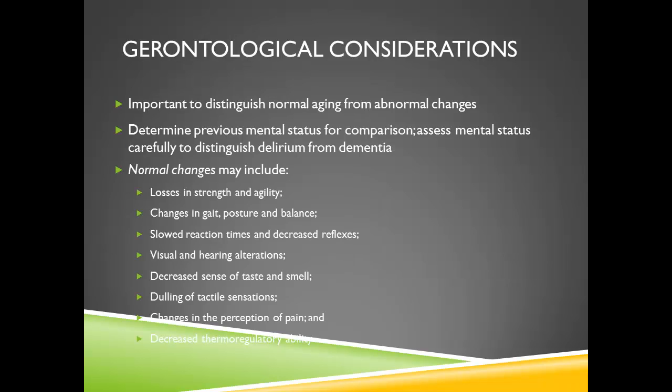Further considerations during the assessment process would include gerontological considerations. It is important to distinguish normal aging from abnormal changes. Determine previous mental status for comparison. Assess mental status carefully to distinguish delirium from dementia. Normal changes may include losses in strength and agility, changes in gait, posture, and balance, slowed reaction times and decreased reflexes, visual and hearing alterations, decreased sense of taste and smell, dulling of tactile sensation, changes in the perception of pain, and decreased thermoregulatory ability.